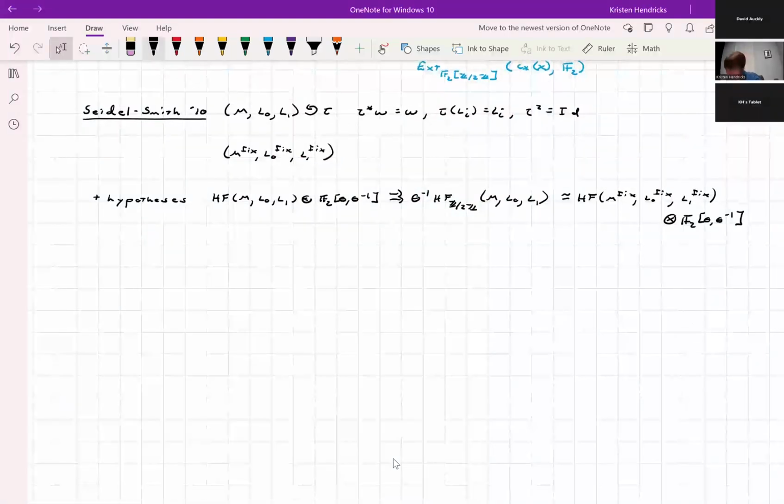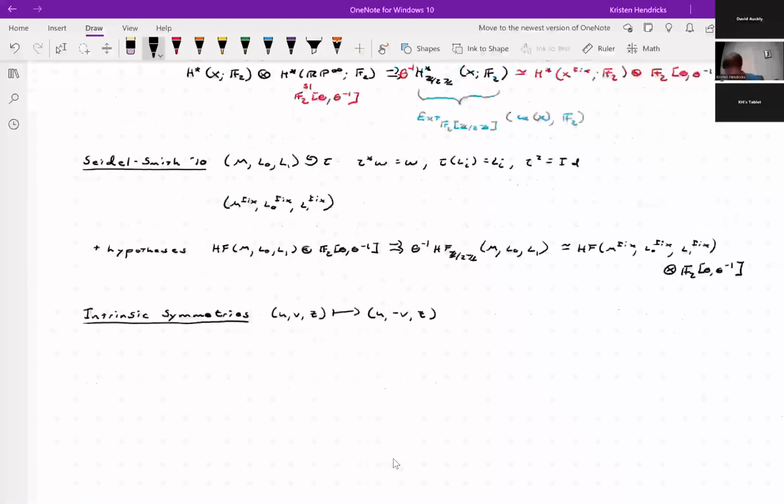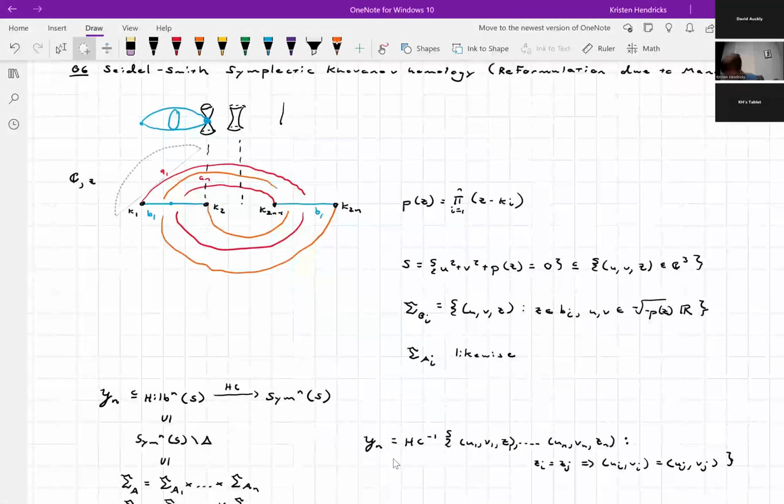Now, if we want to think about symmetries on the theory, what symmetries can I think about? Well, I can think about intrinsic symmetries, which is to say subgroups of that O2 from earlier. Here's an important one. I can think about the symmetry (u, v, z) goes to (u, minus v, z). And let's think for just a sec about what I get. So maybe I'll grab my bridge diagram.